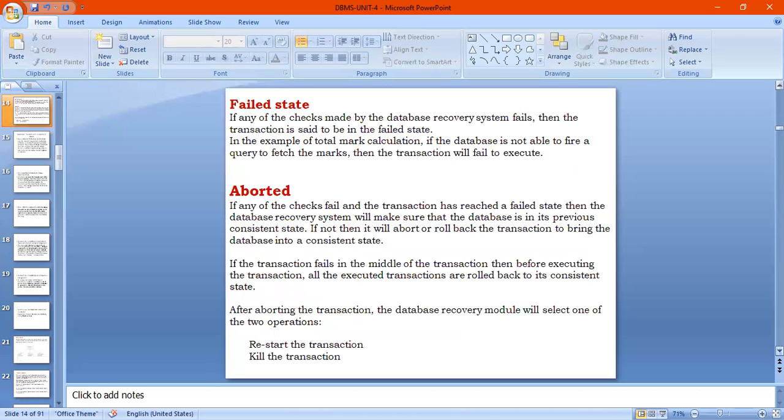Next, the failed state. If any of the checks made by the database recovery system fails, then the transaction is said to be in the failed state. In the total mark calculation example, if the database is not able to fire the query to fetch the marks, then the transaction will fail to execute.